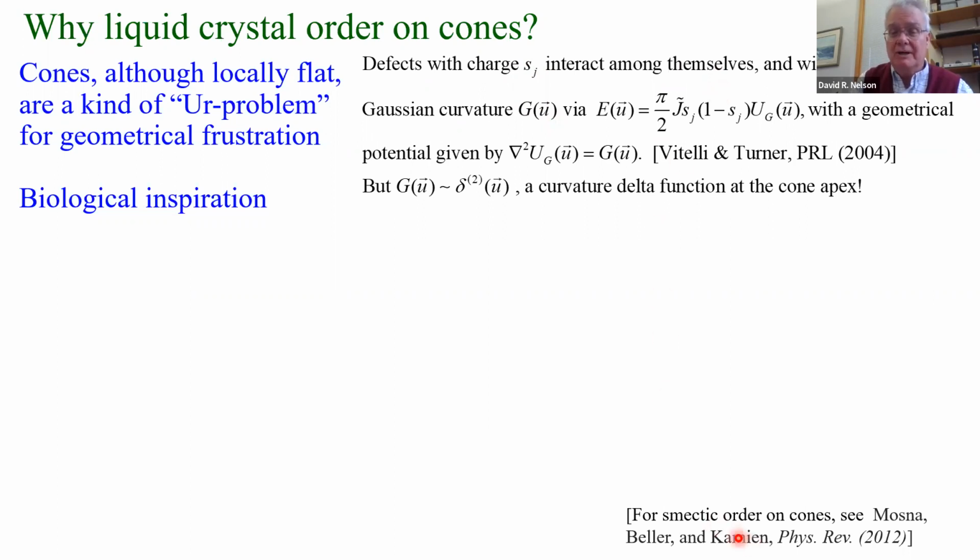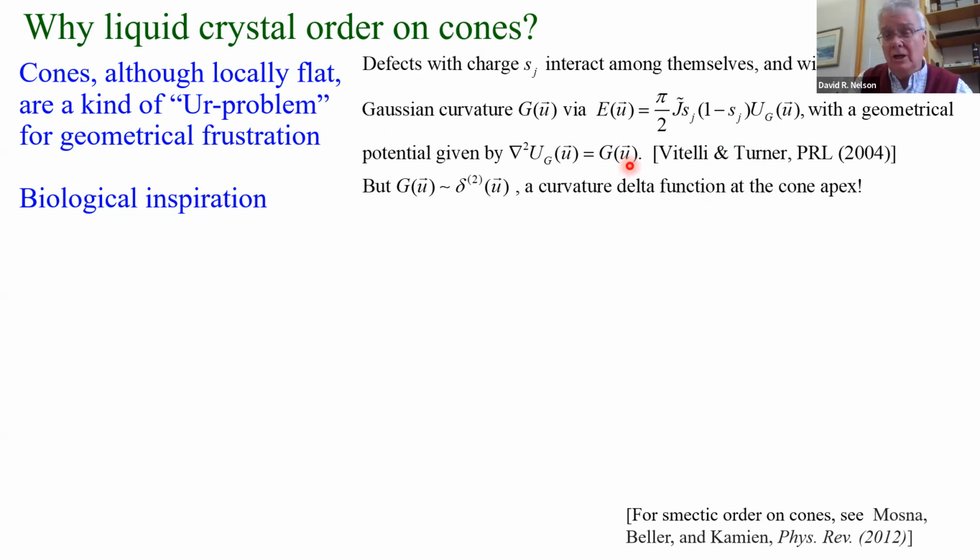There's some nice work on cones, by the way, by Dan Beller, Randall Kamien and Massa, with smectic order. I won't be talking so much about that, but I'll be talking about liquid crystal order. And there's a geometrical potential that I first learned about from Vincenzo Vitelli and Ari Turner. This geometrical potential that interacts with defects over long distances on the flanks of the cone, and other problems with non-zero Gaussian curvature, has the Gaussian curvature as a source term in a Laplace equation.